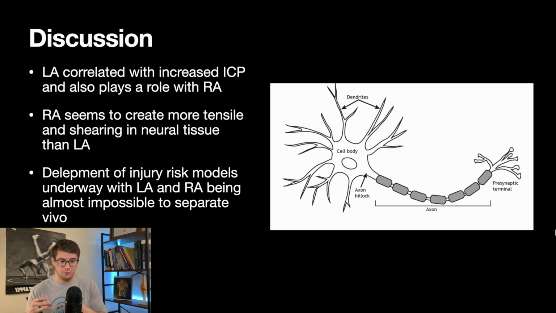So development of the injury risk models is underway. It's very hard to separate how much linear acceleration versus rotational acceleration are playing a role, being that they're almost impossible to separate in vivo and measure. It goes on to talk about some of the different ways that you can measure those, but those are a little bit beyond my scope. I am familiar with some of the ways, but a lot of that math is pretty advanced. I'm not in a PhD or master's in biomechanics program, so I'm not even going to pretend to do that. But that's pretty much it for this section.